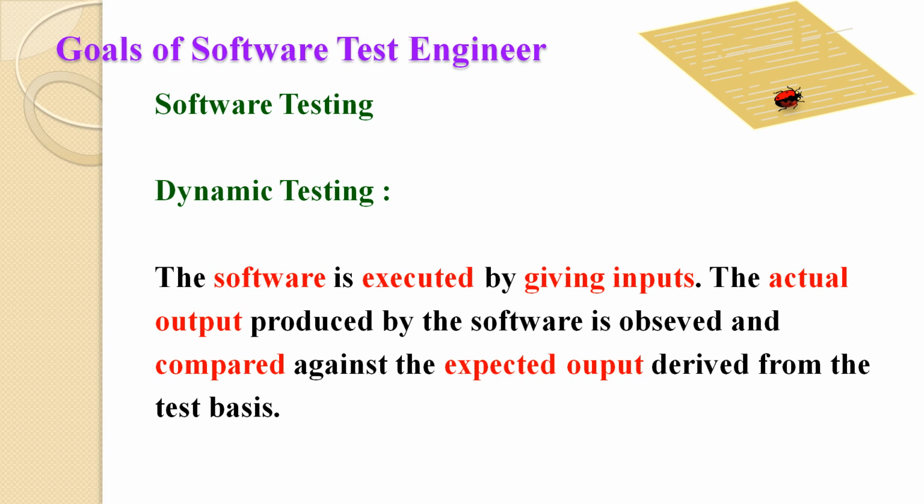So from where will we get this expected output? The expected output will be derived from the test basis. Here the expected output will be derived from the business requirements specification document, which contains the client requirements or the business requirements of the client. So this is called dynamic testing. During dynamic testing, the code or the application will be executed by giving the inputs.